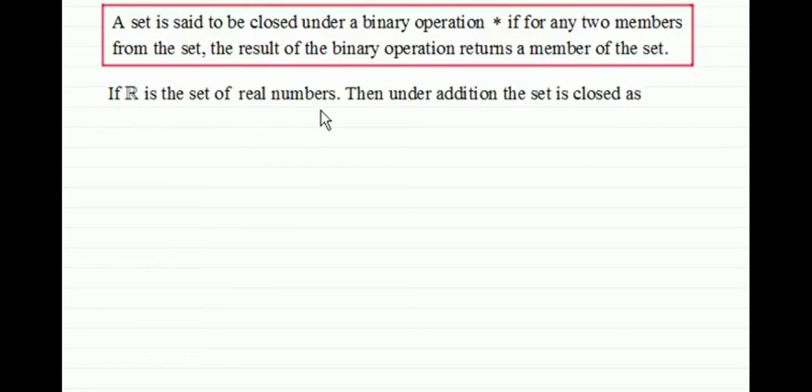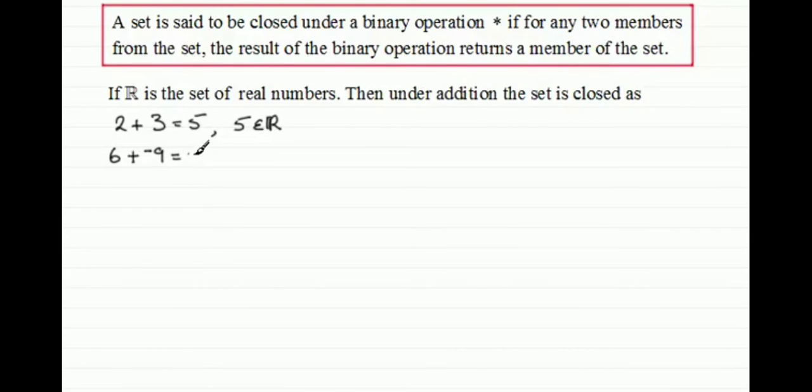Let us consider the set to be the set of real numbers. The notation for real numbers is R. Let us perform the addition operation. So 2 and 3 are real numbers. If you add 2 plus 3 is equal to 5, which is again a real number. So 5 also belongs to the real numbers. Therefore, the operation addition is closed.